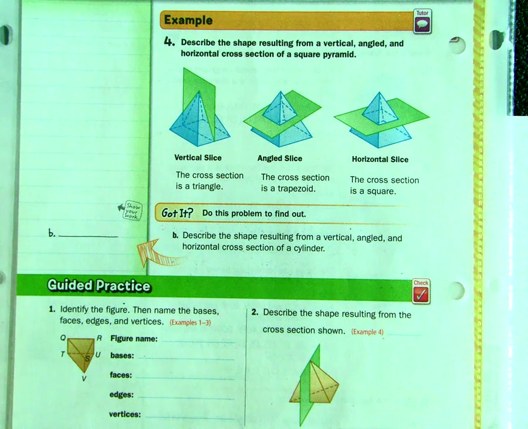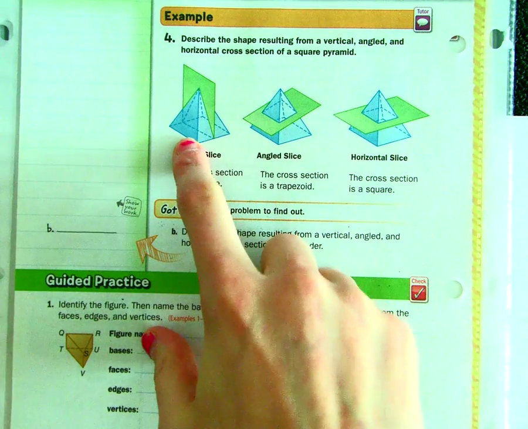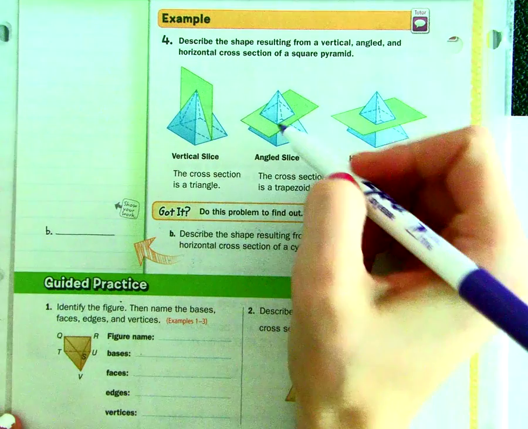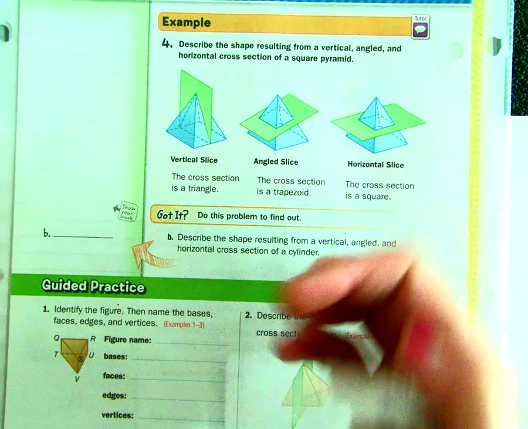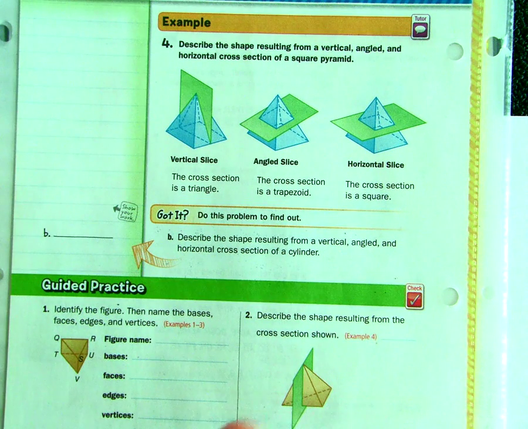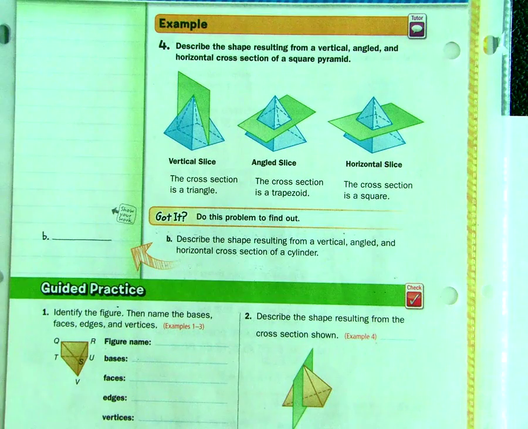When you're working with a vertical slice, the figure that you're going to get in your cross section is the shape of your parallel faces. Okay, an angled slice, that's what it's going to make when we cut it at an angle, so it's going to be like your base, but not quite. And a horizontal slice is, when we slice it horizontally, that's going to be your base. What shape is your base? That's the shape your cross section is going to be.